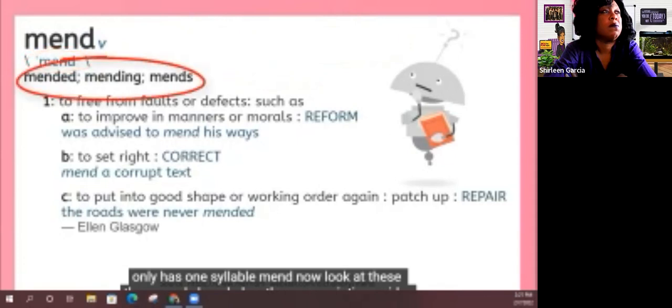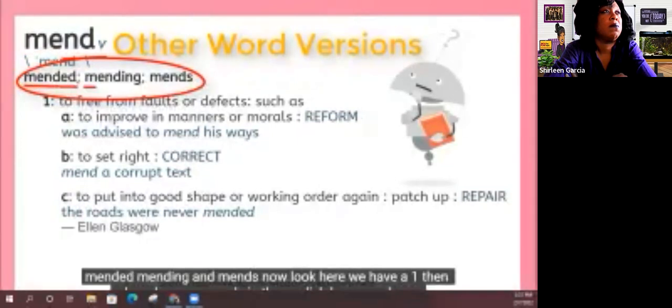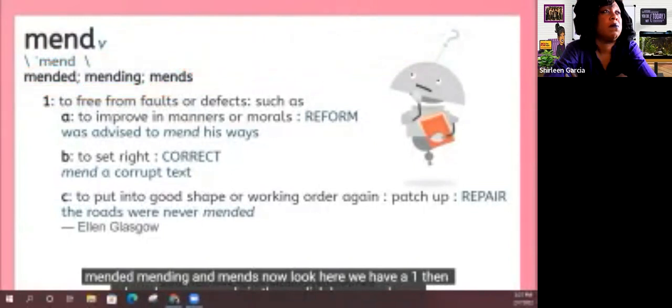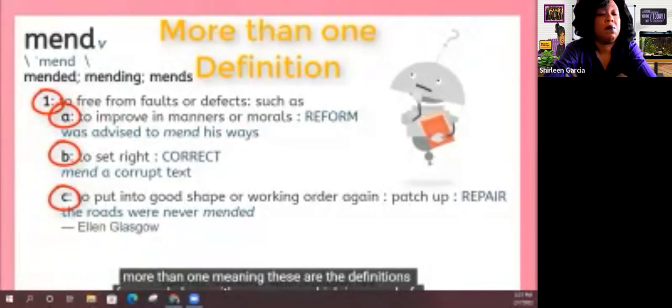Now look at these three words here below the pronunciation guide. Some words have multiple versions when suffixes are added. These are different versions of mend: mended, mending, and mends. Now look here, we have a 1, then A, B, and C. Many words in the English language have more than one meaning.